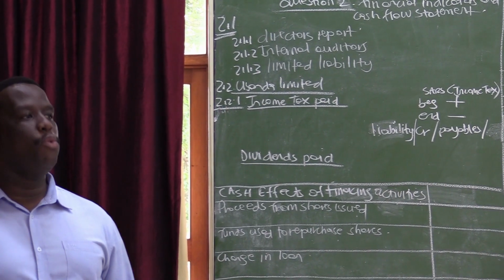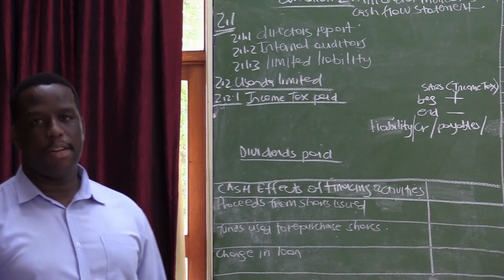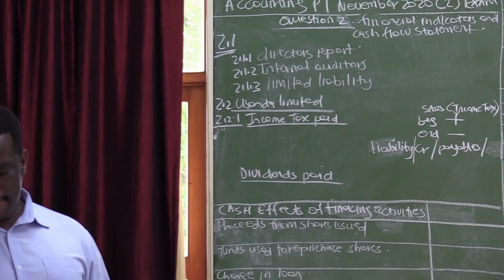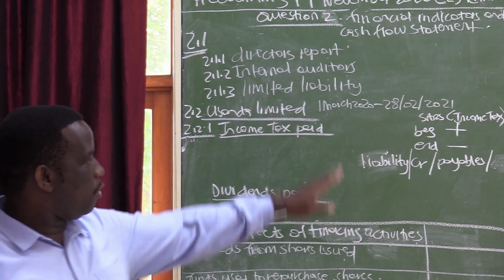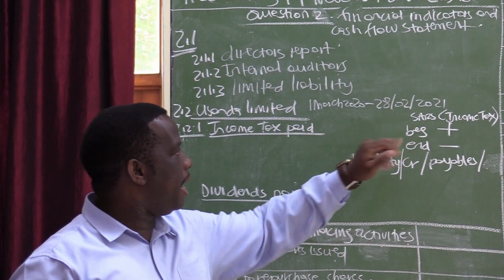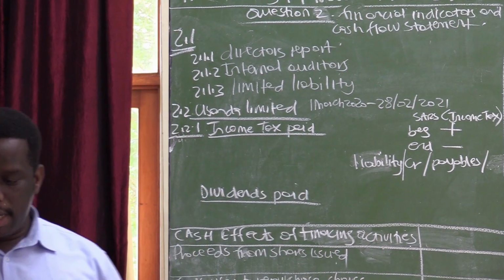When the company becomes insolvent, they can only lose the amount invested in the accounting period that you are dealing with in this activity. It starts on the 1st of March 2020 and ends on 28 February 2021.